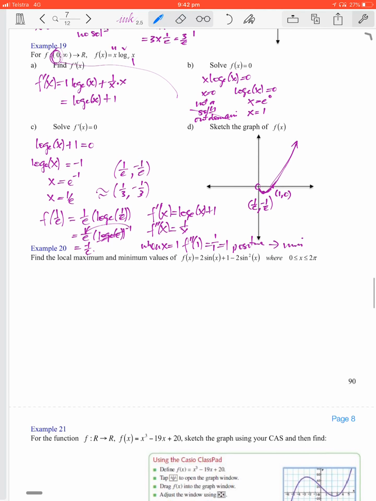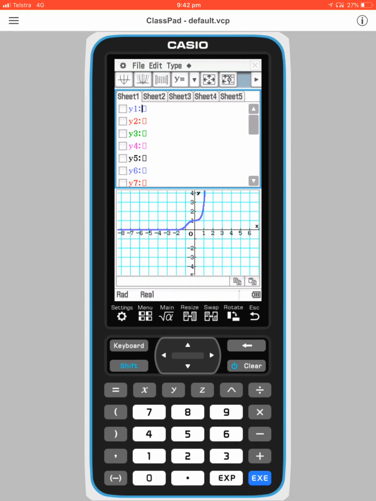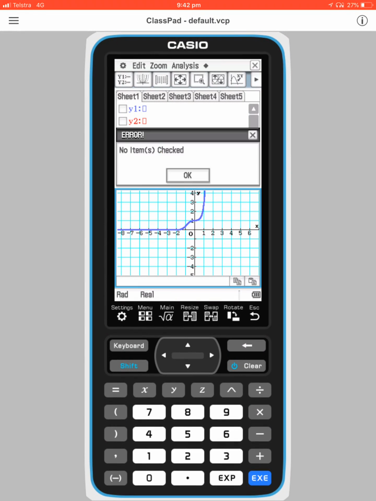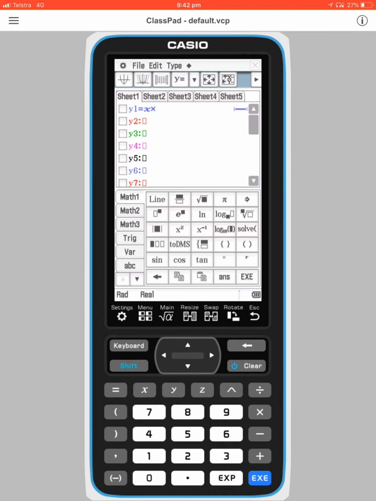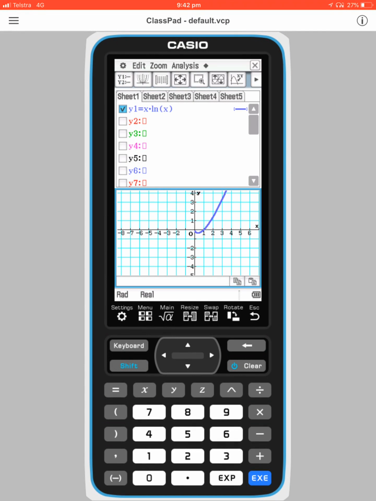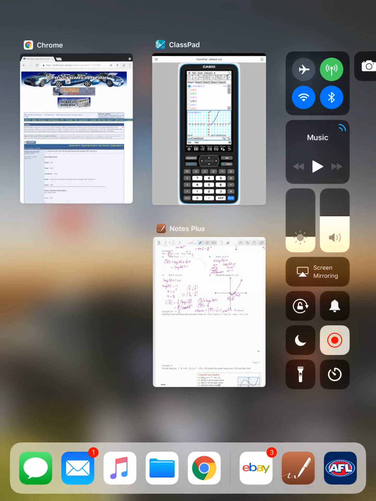So that's x log x, so let's have a look and make sure we got it right. Okay, so x times natural logarithm of x, and we get that graph. If I try and trace it, if we put in 0, it's undefined because you can't log 0.